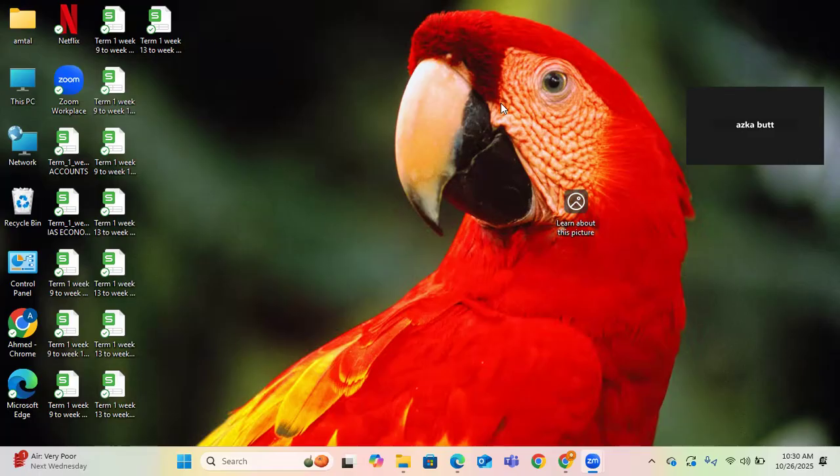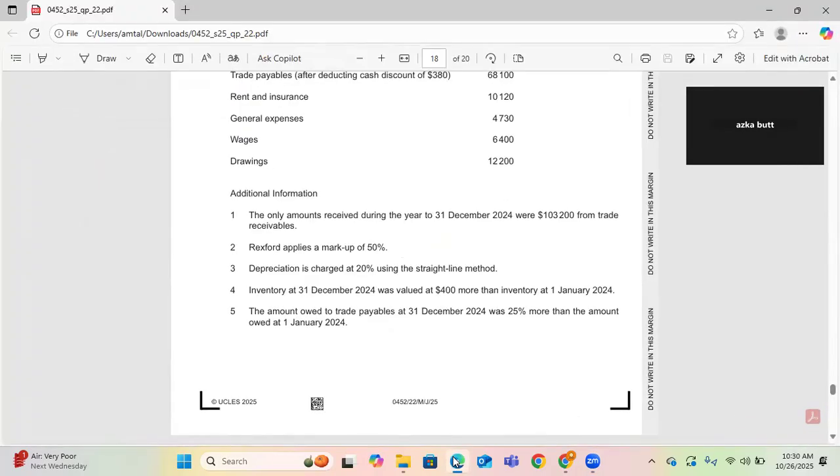Many students requested that teacher please solve the IGCSE accounting paper as well. IGCSE accounting paper, May-June 2025. Please solve this paper as well.